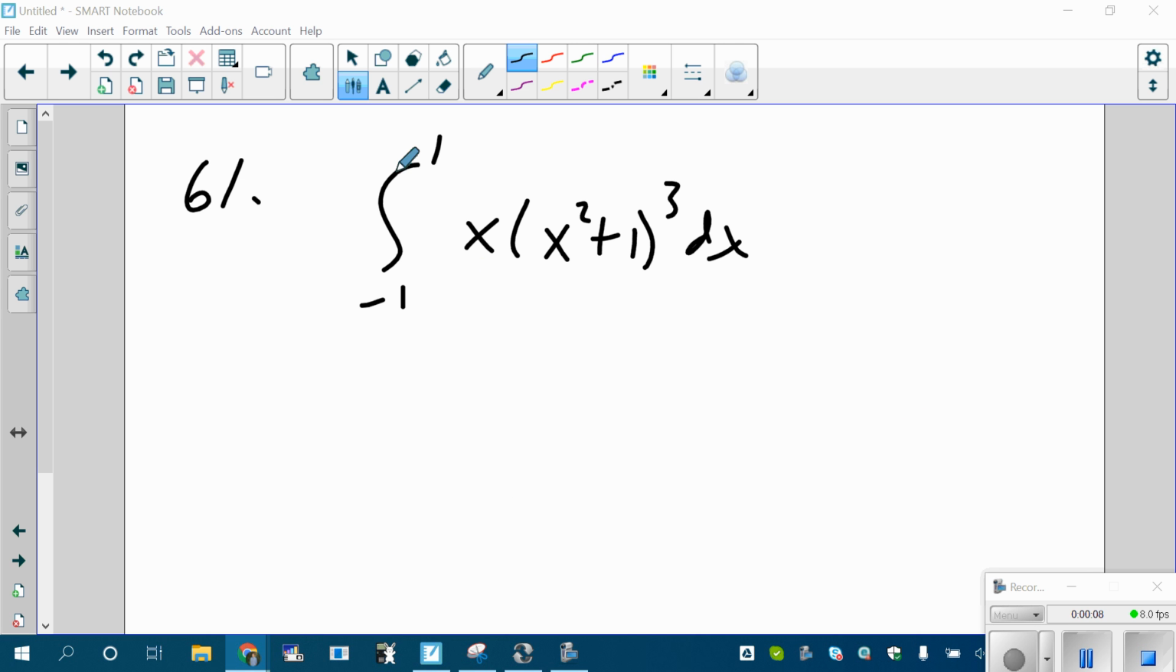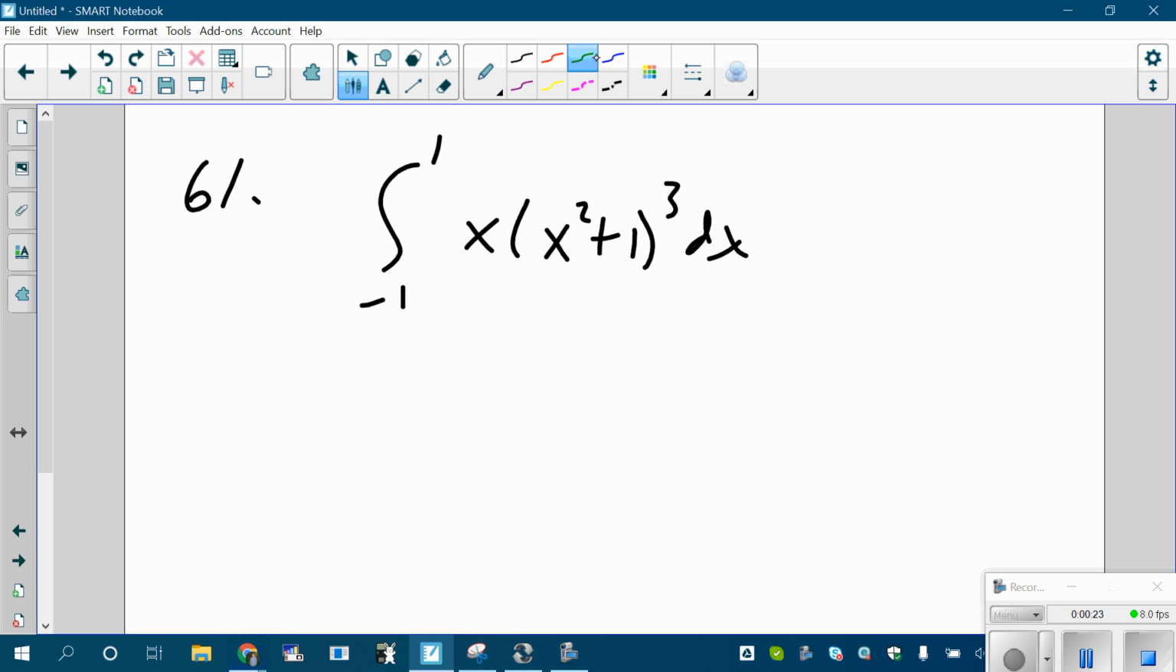This isn't too bad of a problem. I think you're probably just thrown off by the definite integral part. So don't forget, to evaluate a definite integral, you do the antiderivative, plug in the top, subtract the bottom. Now to do the antiderivative of this, it's a little tricky. You need to do u sub.